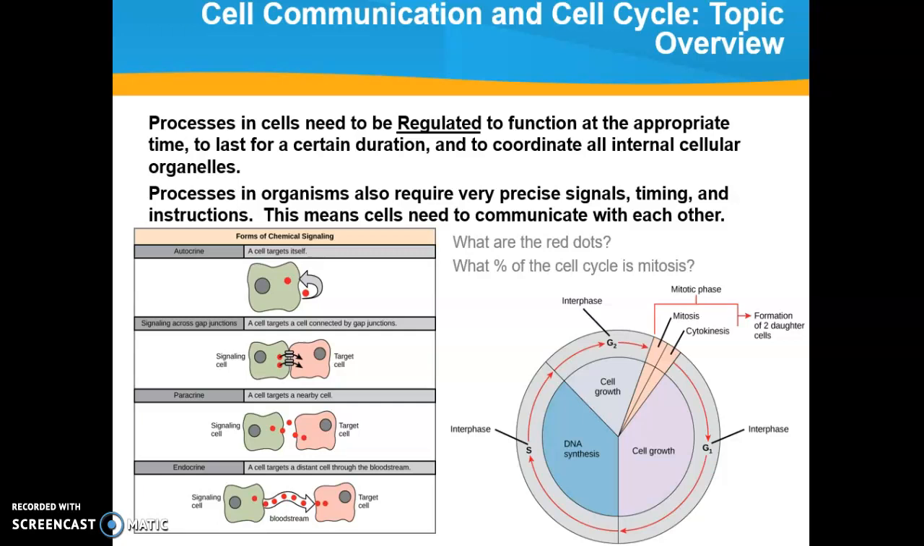Cells can communicate with themselves, they can communicate with each other if they're close to each other, or if they are far away from each other. The chart on the left-hand side reviews that for you. One of the processes that is regulated by cell communication is the cell cycle. So when a cell goes through the cell cycle, how does it know when to continue through the cell cycle, or how does it know when to pause? That's where cell communication comes in.